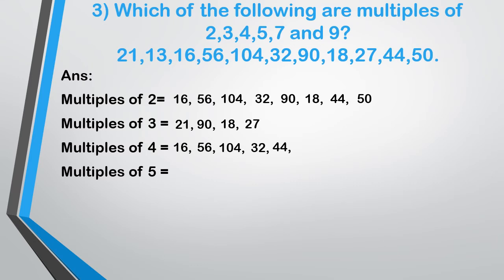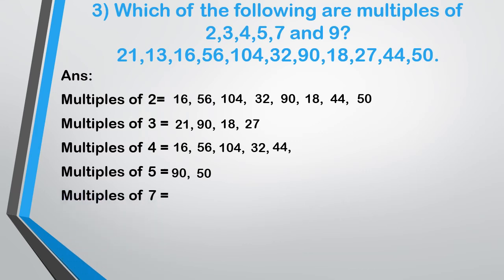Okay, next multiples of 5. To find out the multiples of 5, you can check. It is easy, no? 5 table: 5, 10, 15, 25, 30. All the numbers end with 0 or 5. So if a number ends with 0 or 5, you can write it here. 21, 13, 16, 56, 104, 32 don't come in 5 table, but 90, yes, it ends with 0. Then 50.